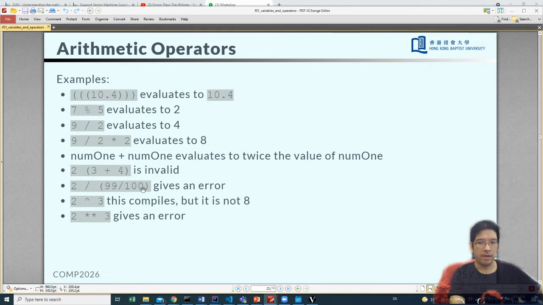This one will give you an error. Why? Because 99 divided by 100 will go first, and this gives you 0. 2 divided by 0 will give you an error. This error, okay, will stop the program.